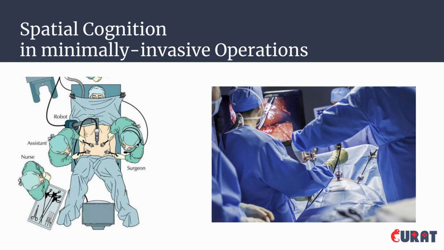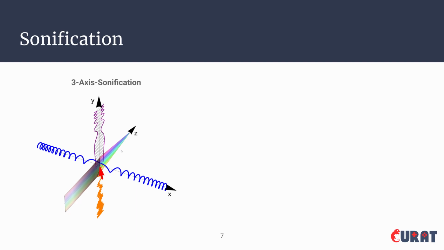So, how can we assist surgeons with the difficult task of spatial cognition? This is where we can utilize what's called sonification. Sonification is a way to convey information in the form of non-speech audio. In our case, this information represents the relation between 2 points in 3D space. Depending on the object's X, Y, and Z coordinate, the sound produced by sonification will change. For example, this is the sound that sonification produces if we need to move to the left.